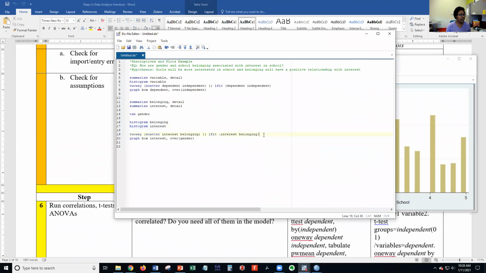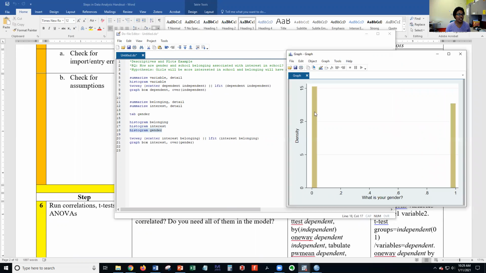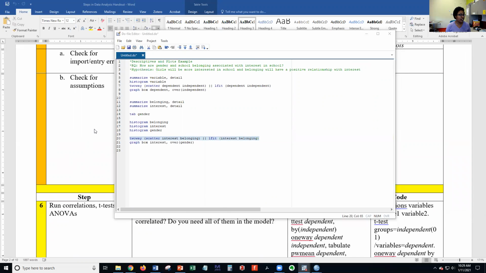Okay, so now we can move on to our scatter plot. We could do a histogram for gender, but it's not going to be terribly interesting. That's what it looked like. See, there's our girls, there's our boys. In general, unless you have a lot of categories in a categorical variable, you're not going to do a histogram for it. Okay, on to our scatter plot.